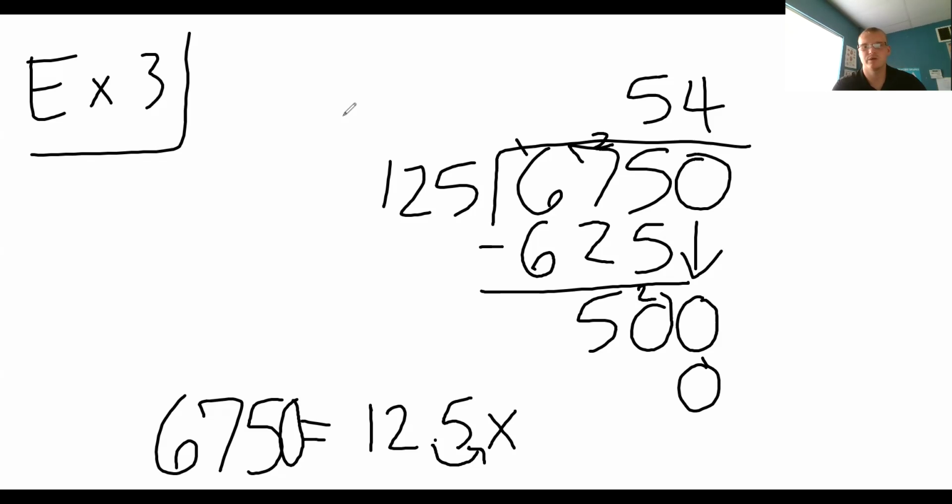4 times 2 is going to be 8 plus 2 is 10. 4 times 1 is 4, and then plus 1 is going to be 5. So it went in evenly because it's an even amount of people. So 54 people. 54 people in that 1 hour.